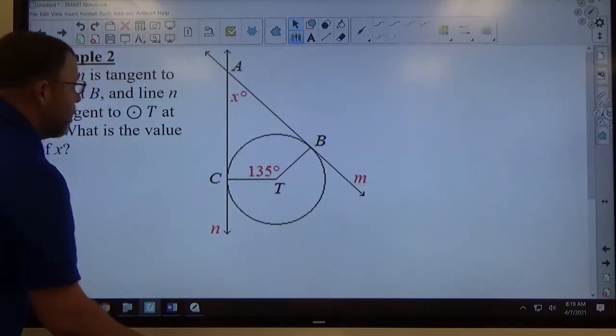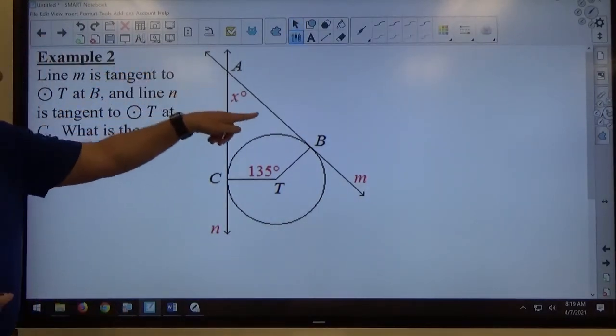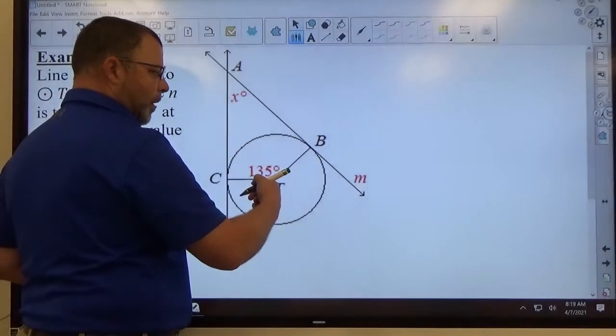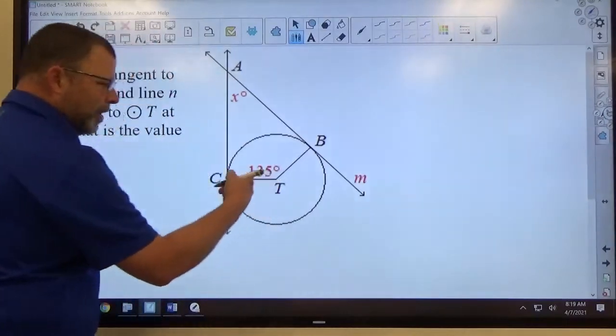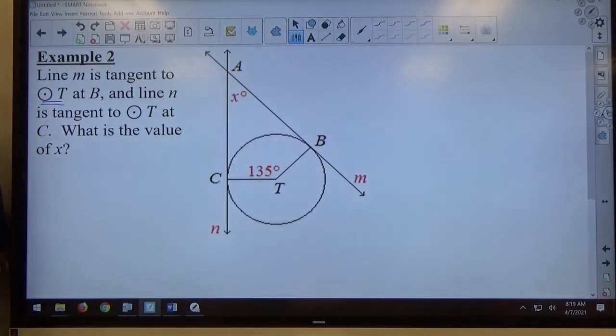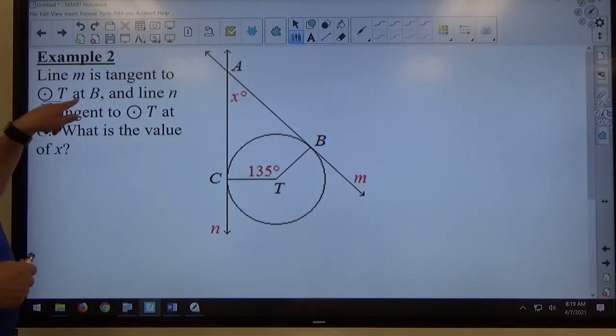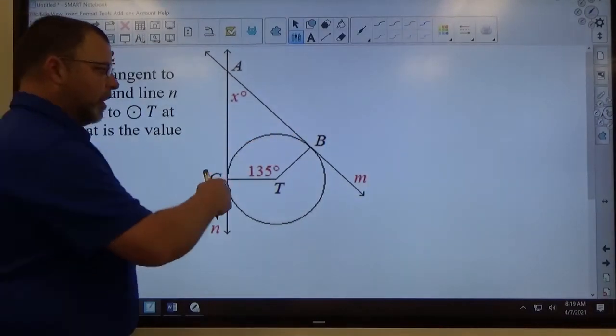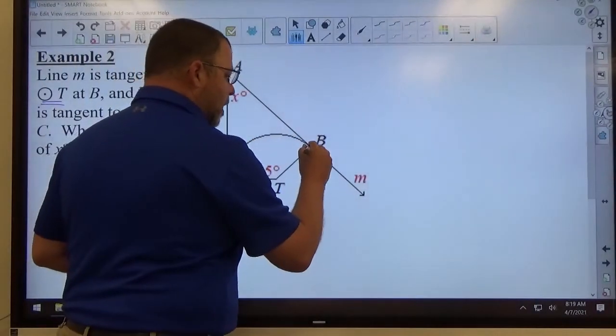So because line M is tangent, B is the point of tangency, so TB is a radius. And again, I know T is the center because it's called circle T. So keep that in mind that when they name a circle, they're naming the center. So circle T, center is T. B is the point of tangency. Points of tangency always lie on the edge of the circle, so TB has to be a radius.